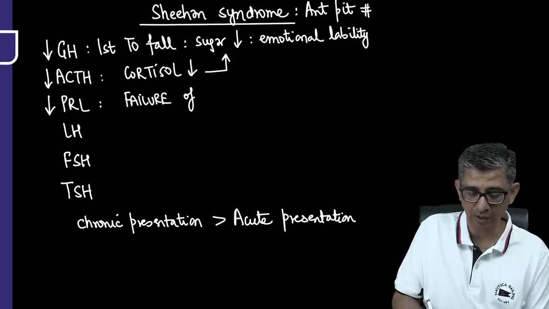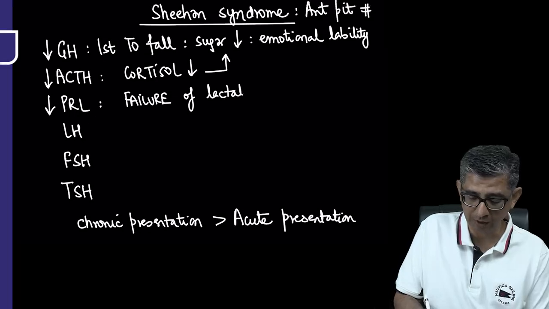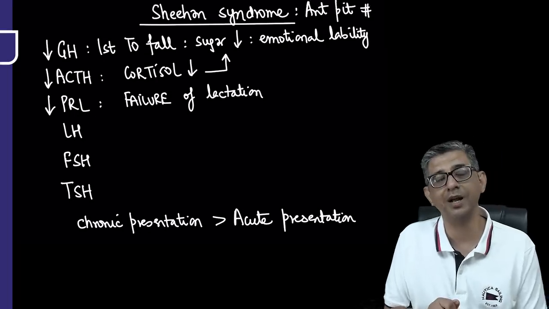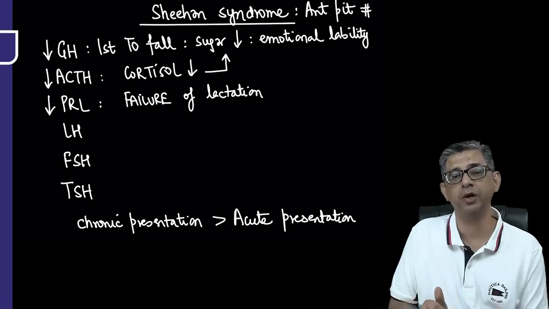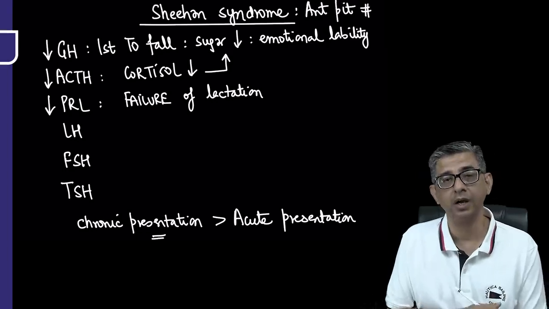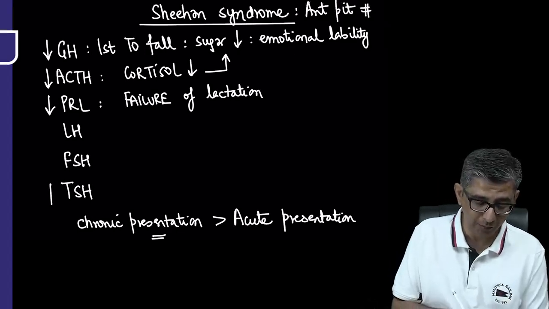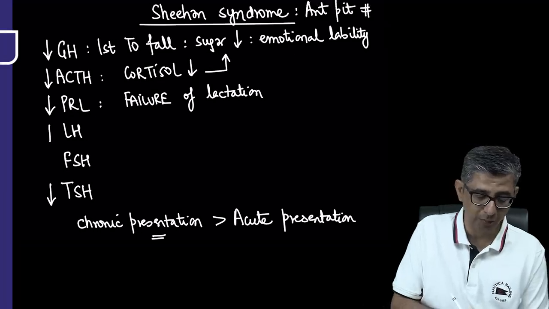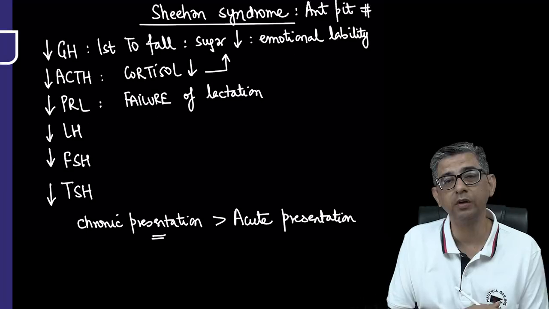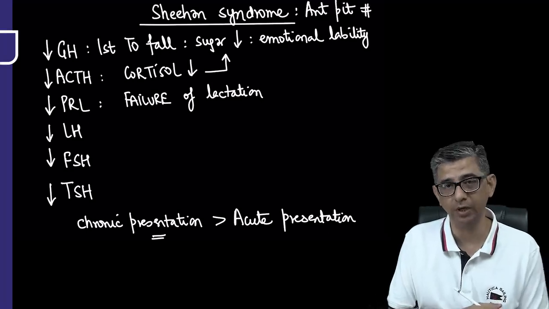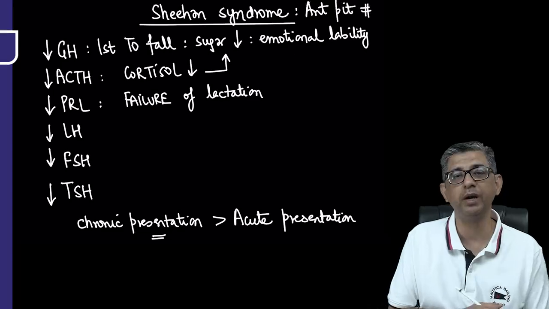I repeat once again, first and foremost, you need to understand that the chronic presentation in Sheehan syndrome is more common as compared to the acute presentation per se. In chronic presentation, I mean that the symptoms of hypothyroidism or amenorrhea in a patient would tend to develop relatively late or gradually. So diagnosis is usually made late.